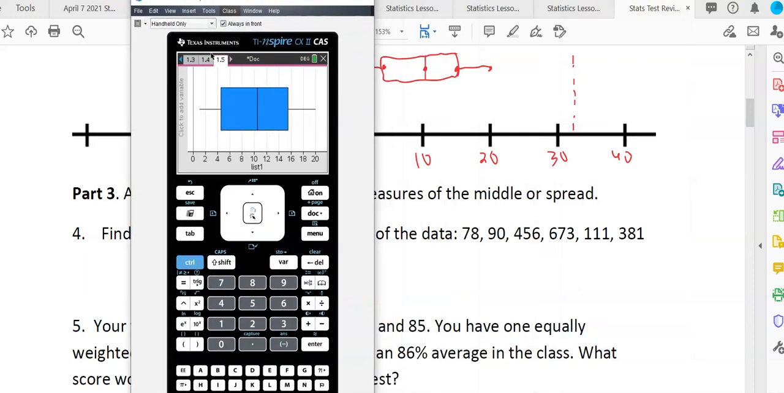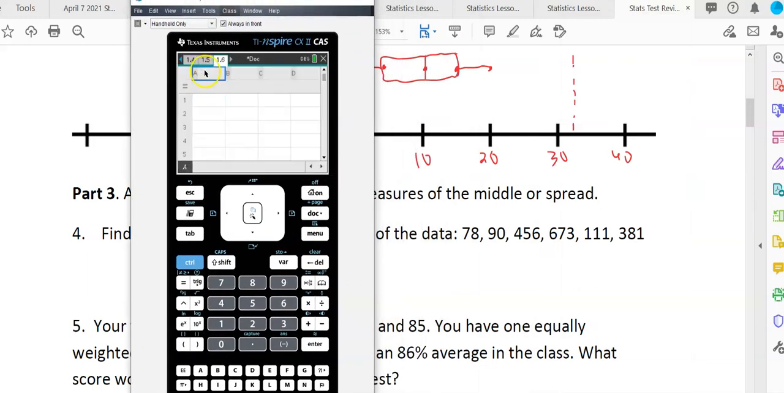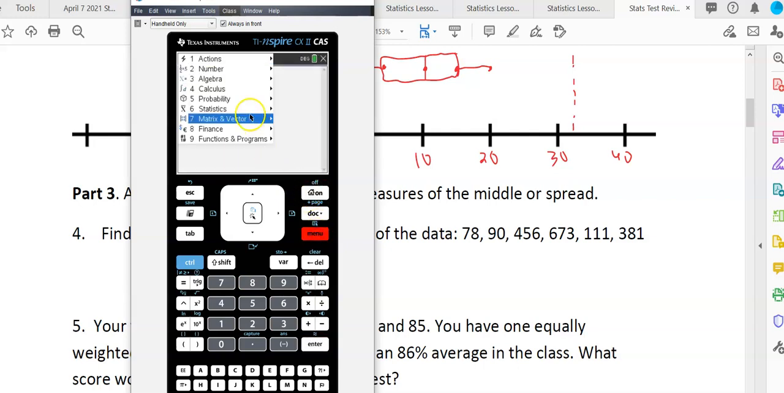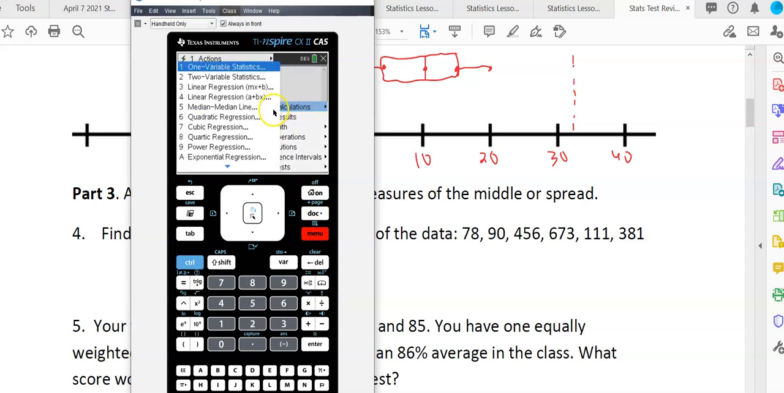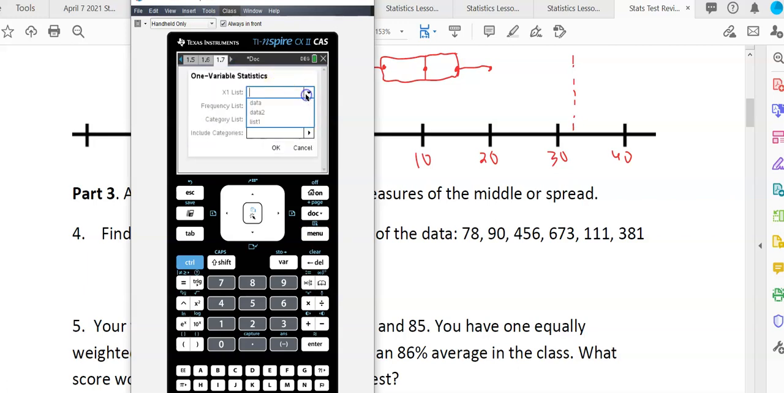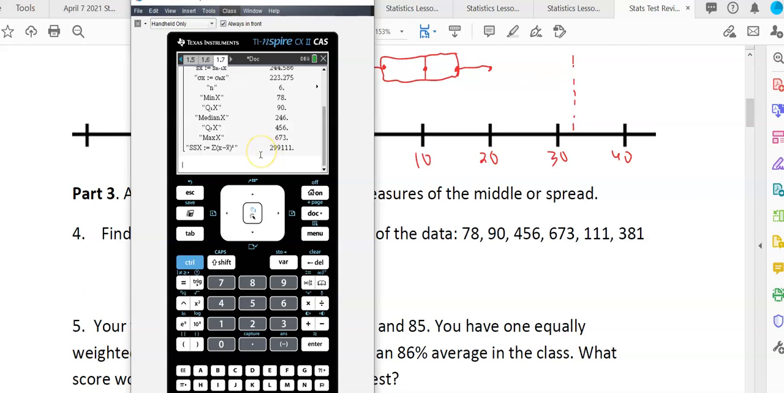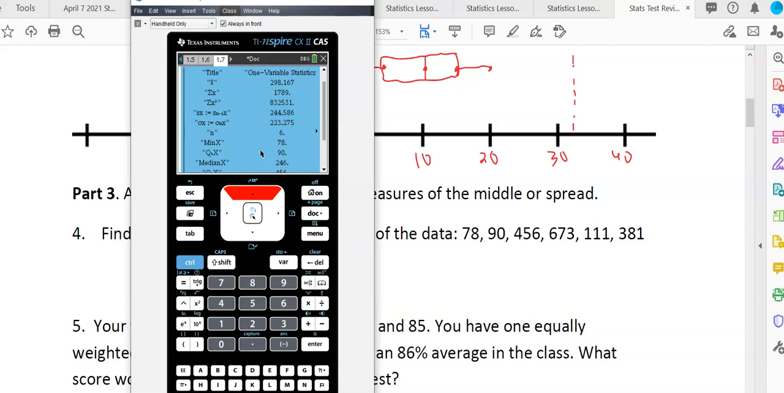Find the mean and standard deviation of the data. 2, 78, 90, 456, 673, 11, 381. So mean is 298.167. Standard deviation is 223.27. It's a pretty big standard deviation for this one. Numbers are all over the place, I guess.